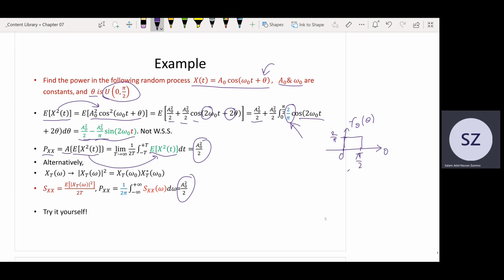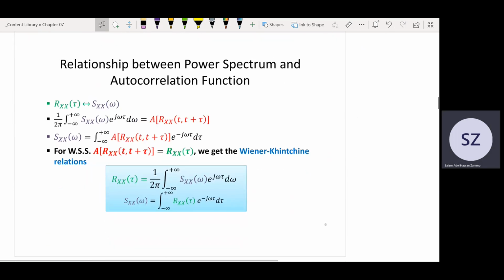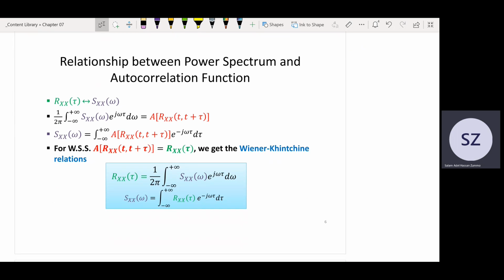Fine. So now we know how to find the average power. Now let's talk about the relationship, because at the end we need to describe the signal in the frequency domain so that we are able to filter it and so on. So let's try to understand the relationship between the power spectral density and the autocorrelation function. In deterministic signals, we used to take the Fourier transform of the signal itself, which gives me the frequency spectrum. If I take the magnitude squared, it gives me the spectrum squared.